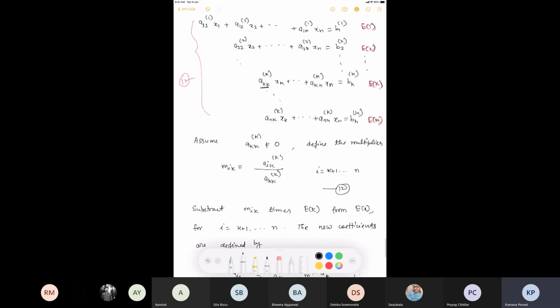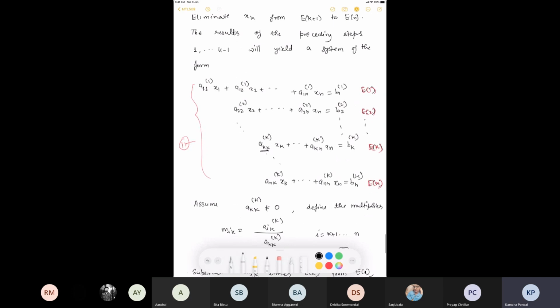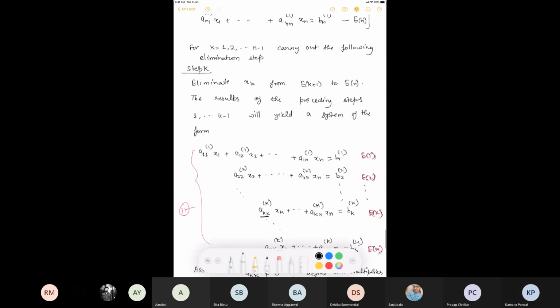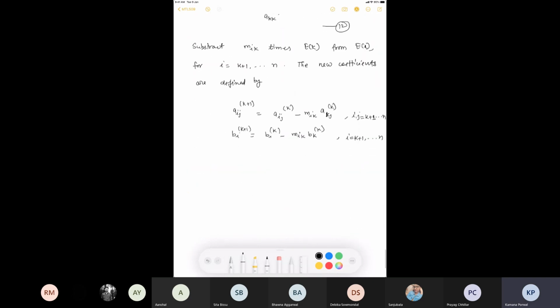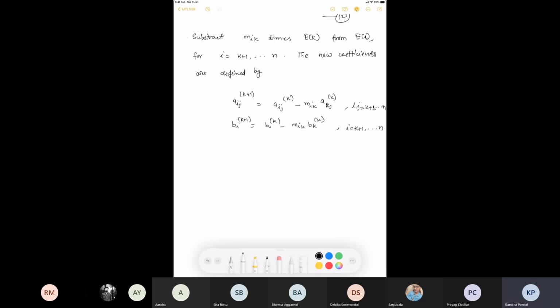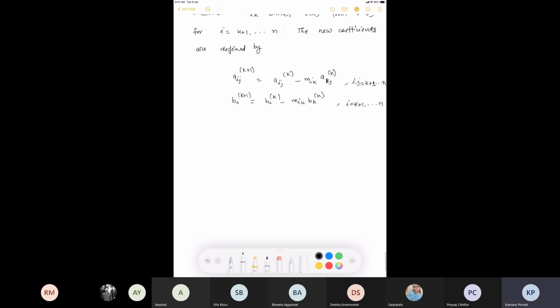Okay, so if you continue to repeat this process, this is the step k, and k is varying from 1 to n minus 1, right? So at the n minus 1 step, what will we get? You just complete the step n minus 1, and the result is going to be an upper triangular matrix. And let's write down what the final matrix is which we are going to get after the step n minus 1.